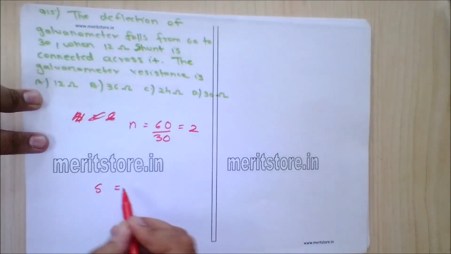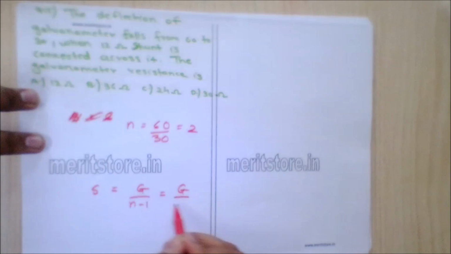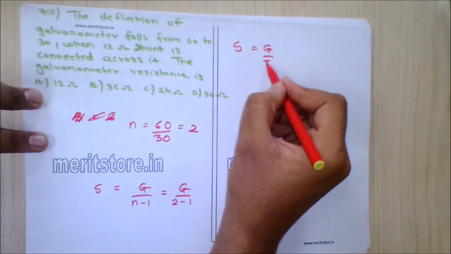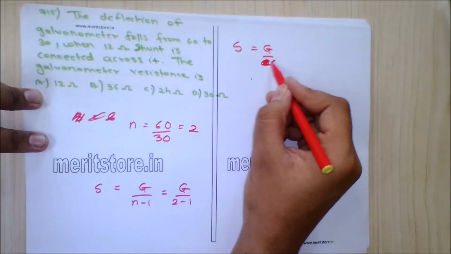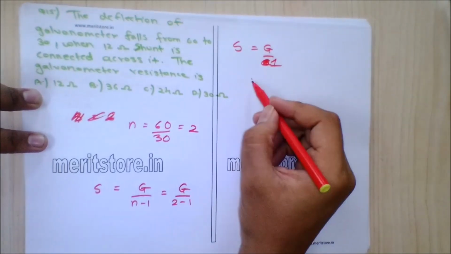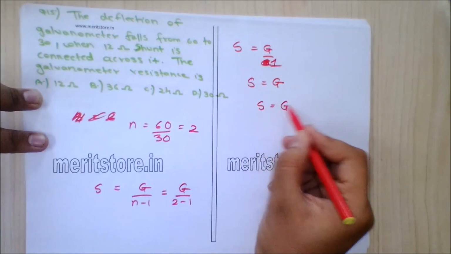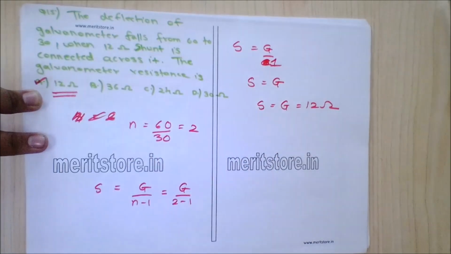The formula for S is equal to G upon N minus 1, G upon 2 minus 1. S is equal to G by 1, since 2 minus 1 is 1. So S is equal to G, which is equal to 12 ohm. So option A, 12 ohm is the correct answer.